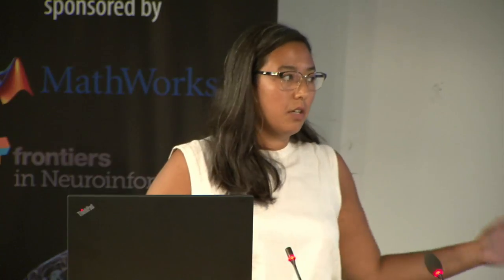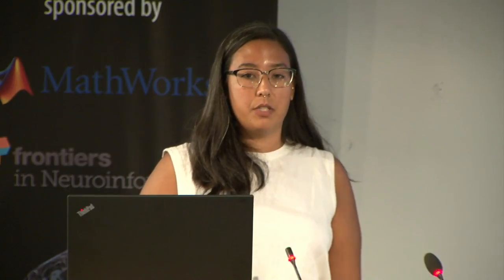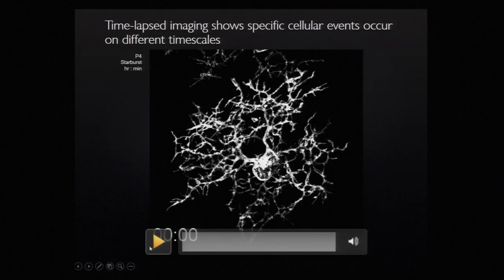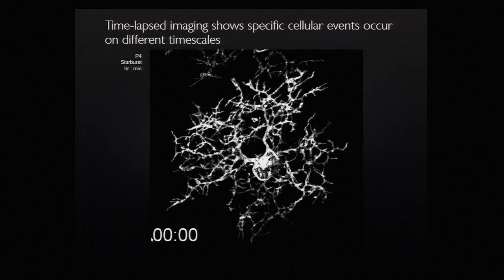So to answer this question, I'm using time-lapse imaging so I can follow these morphological events in real time. And what I'm going to show you is one experiment, an example of one experiment. So this is a P4 starburst amacrine cell, and I'll just play it through.